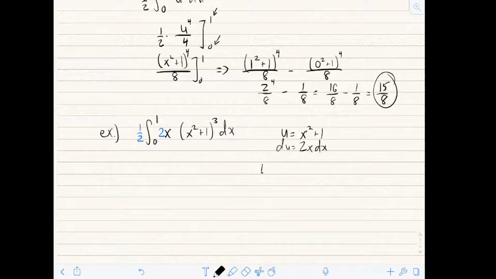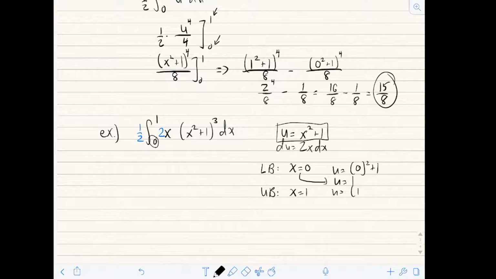So we know that the lower bound right here is 0. So I can say x is equal to 0. To convert that to be in terms of u, I can plug it into this u equation. So I'm going to say u is equal to 0 squared plus 1, so u is equal to 1. So the lower bound is now going to go from x equals 0 to u equals 1. And now the upper bound, right, when x is equal to 1, I say u is equal to 1 squared plus 1, and then u is equal to 2. So the upper bound is now going to be 2.